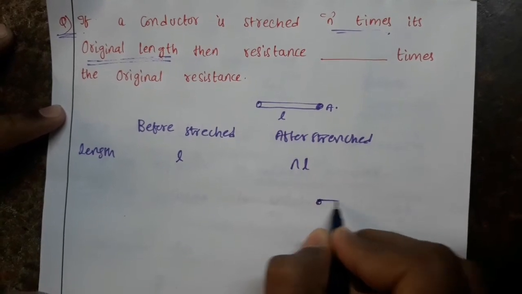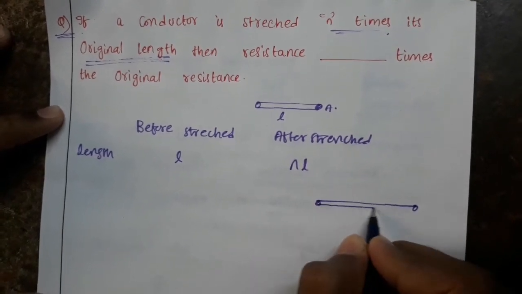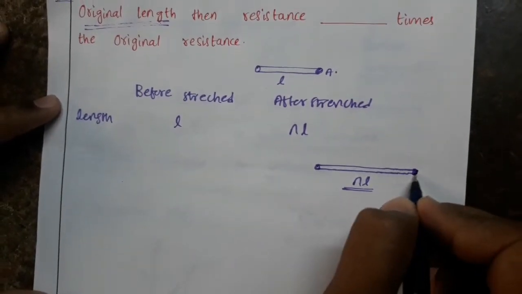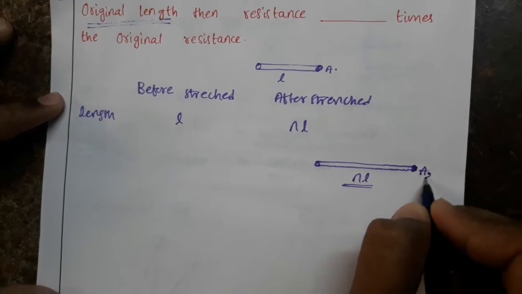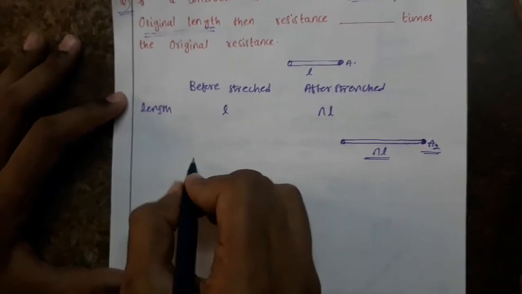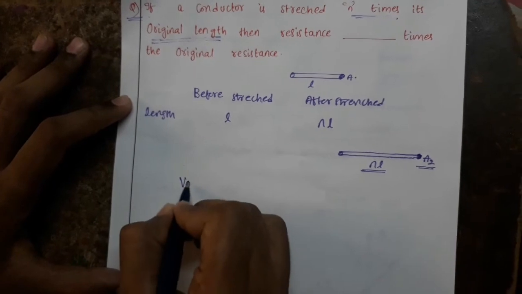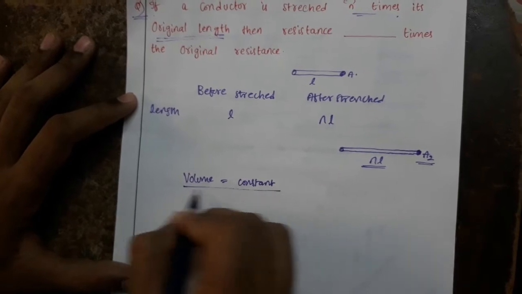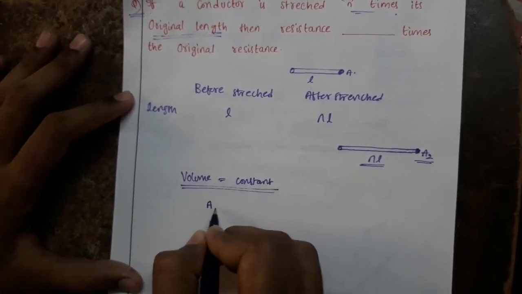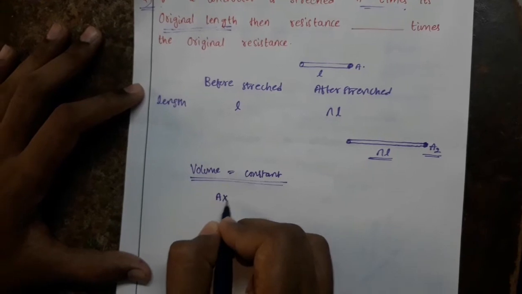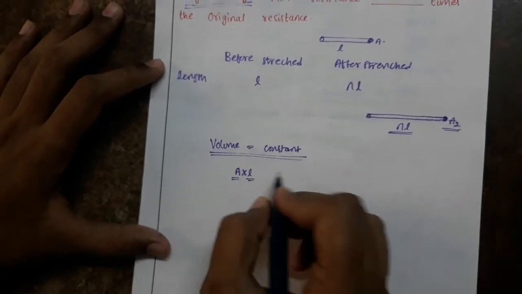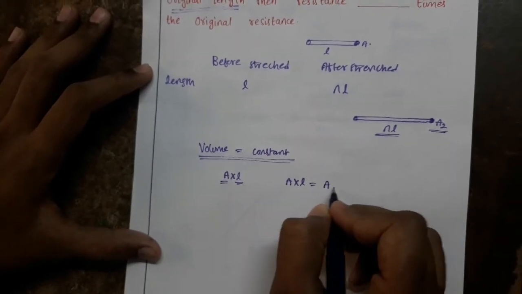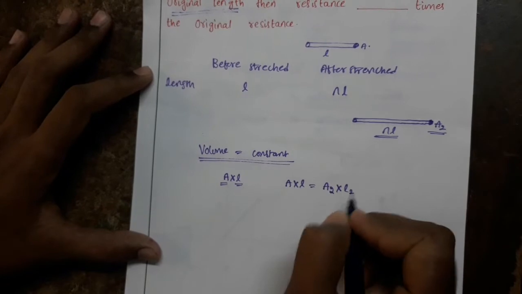That means the conductor becomes n times L. This is the cross section area. Let me take this as A2. So we know volume is constant. We know volume equals A into L, where A is area, L is length. So A into L equals A2 into L2.